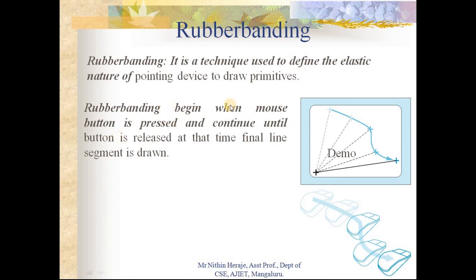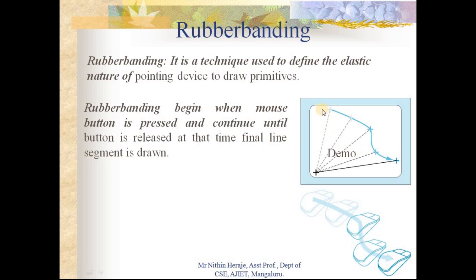Next concept is rubber banding. So let us go through this. Rubber banding is a technique used to define the elastic nature of a pointing device to draw primitives. Rubber banding begins when the mouse button is pressed and continues until the button is released. At that time, the final line segment is drawn.